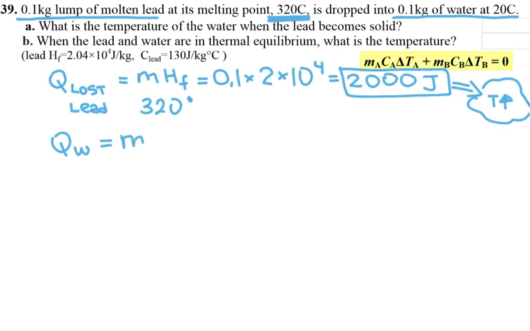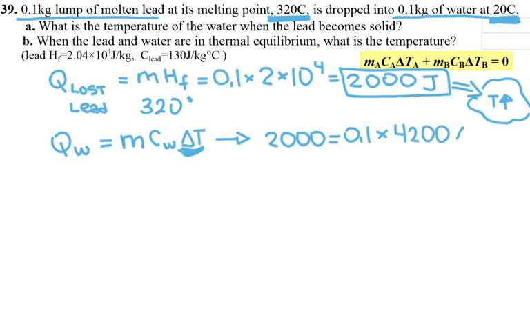So that's going to be MC delta T, and this one is the water. The initial temperature of the water is 20 degrees Celsius, and this will tell you by how much that temperature is going to increase. So I have 2000 joules of heat coming from the lead into the water. The mass of the water is 0.1 kilogram, and the specific heat of water, I'm going to round it to 4200. And from here, I can calculate how much the temperature changed.